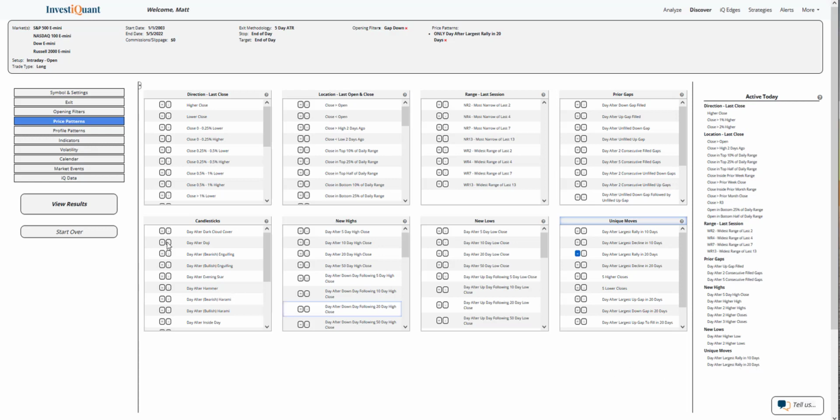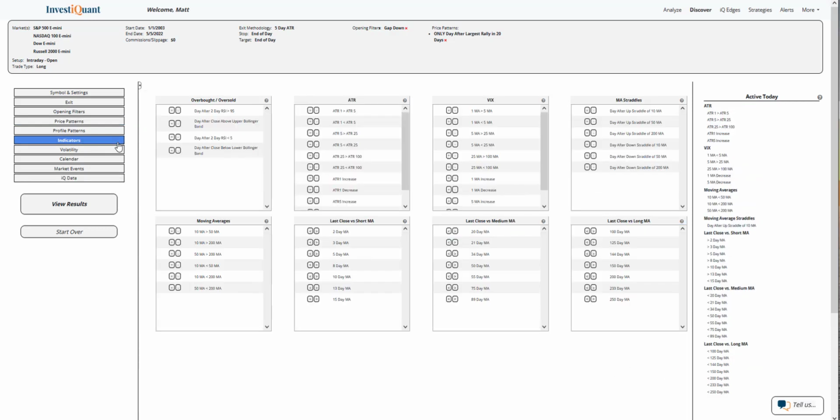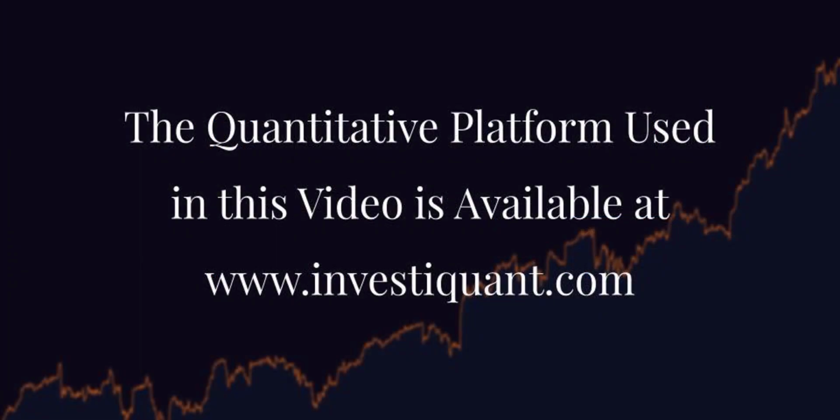So that's been selected. The next thing I want to do is go to the indicators. I'm going to say that we closed below a 200, and I'm going to skip the 10 just because I want to keep as many samples as possible. And then I'm going to click on view results.